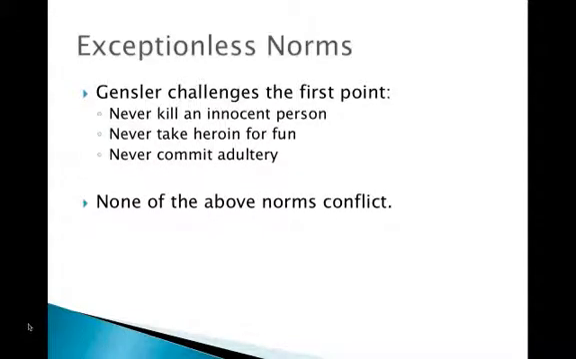Alright. Gensler, who you've been reading, challenges the first point. Take 3 imperatives that we could take to be exceptionless. 1, never kill an innocent person. 2, never take heroin for fun. 3, never commit adultery. Gensler asks, do these norms really conflict? No, they're not contradictory. They don't conflict. So it's not the case that having an exceptionalist norm view necessarily leads to contradictions or conflicts. It just depends on what those norms are. And we can think of plenty of norms that would be exceptionalist that would never conflict, like the ones above.